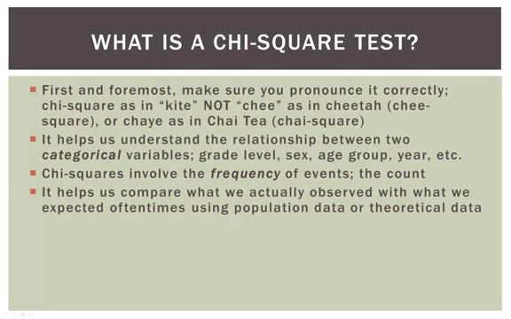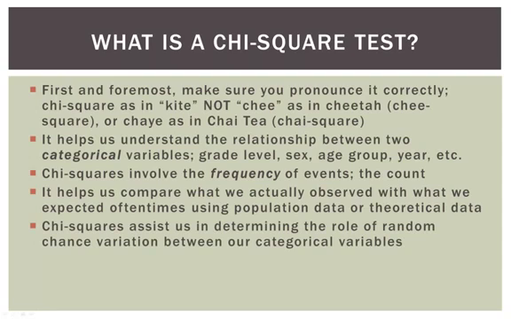Now, it helps us compare what we actually observed with what we expected. Okay? Observed versus expected. Oftentimes using population data, and I don't want to go into all that right now, but that's every member of a certain category we denote, so that's a population, or theoretical data. And actually, when we do our example, we're going to be using a theoretical data event, I guess you could say.